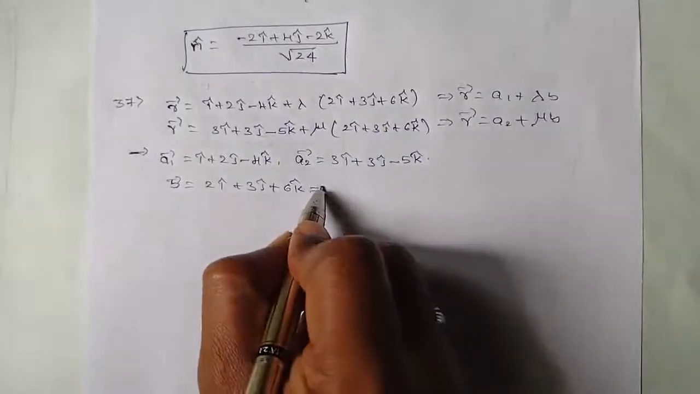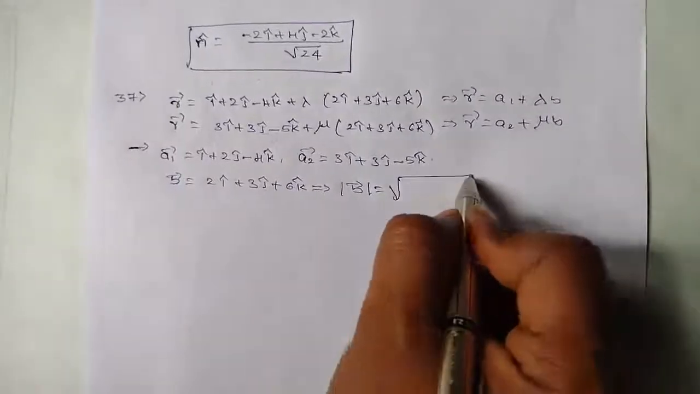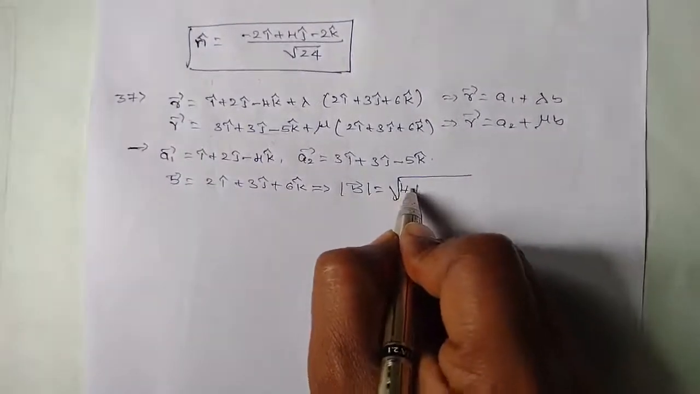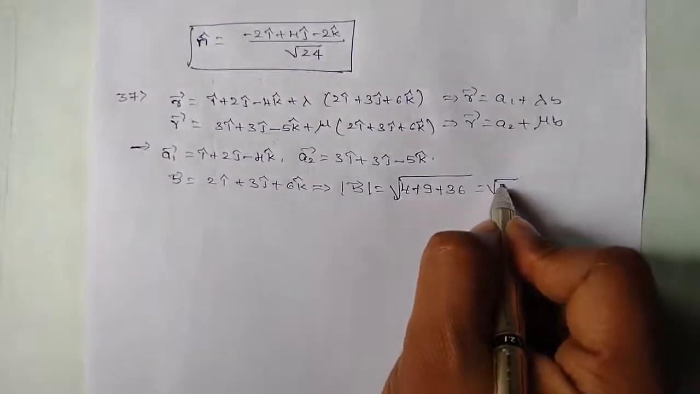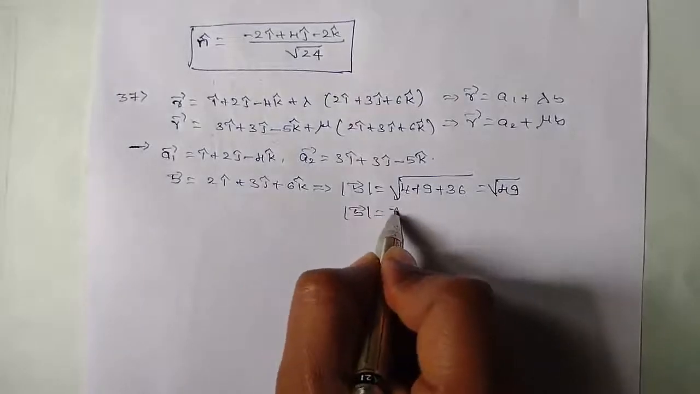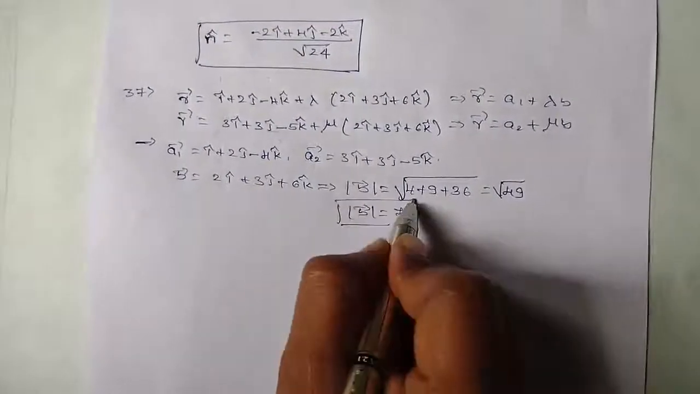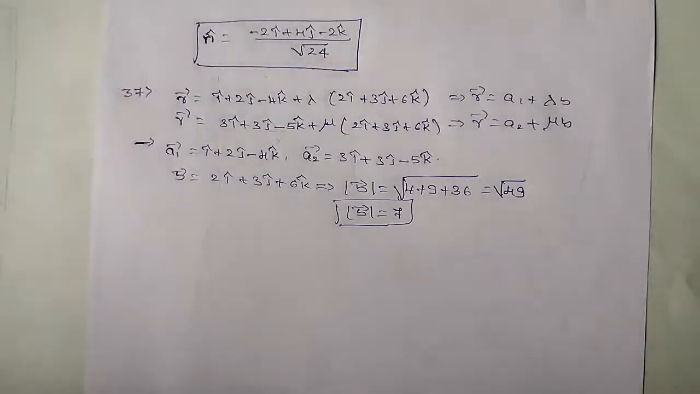What about the magnitude of b vector? The magnitude of b vector is equal to the square root of 4 plus 9 plus 36, which is the square root of 49. The square root of 49, the magnitude of b vector, is equal to 7. Is it right? Square root of 49 means 7 only. So next, after that, we have to find a2 minus a1, the difference between the a2 vector and a1 vector.